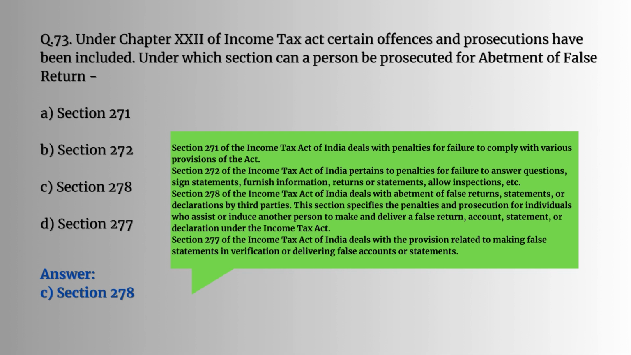Section 278 of the Income Tax Act deals with abatement of false return, statement or declaration by third parties. This section specifies the penalties and prosecution for individuals who assist or induce another person to make and deliver a false return, account, statement or declaration under the Income Tax Act. Section 277 of the IT Act deals with the provision related to making false statements in verification or delivering false accounts or statements. So the answer would be C. Section 278.